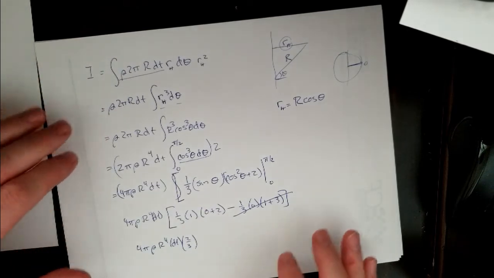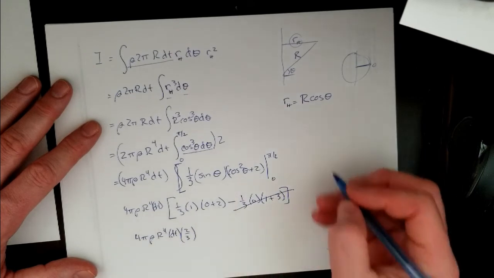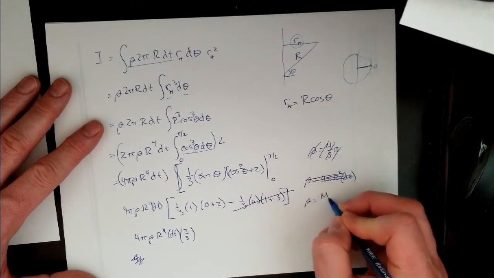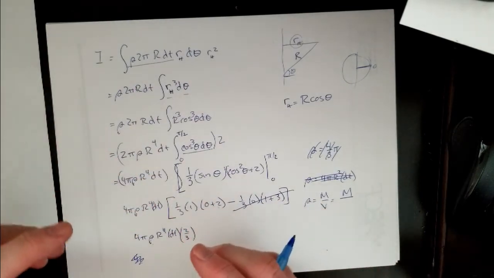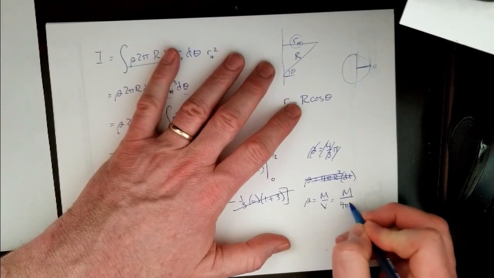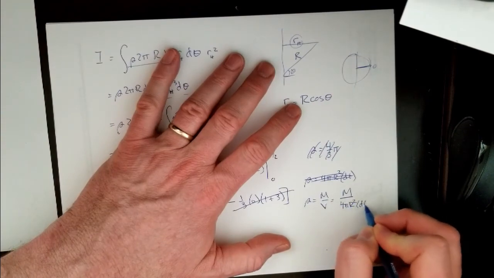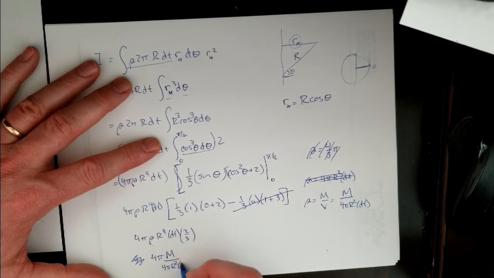Now, this doesn't really look like much at the moment, but we are about to change that because we do have a formula for rho. This density is mass over volume, which is mass over the volume of this thin-shelled sphere, which basically is the surface area times the thickness. So this is 4 pi R squared times dt, and so dt is going to cancel out there. So we're left with 4 pi times m over 4 pi R squared dt times R to the 4th dt times 2/3.